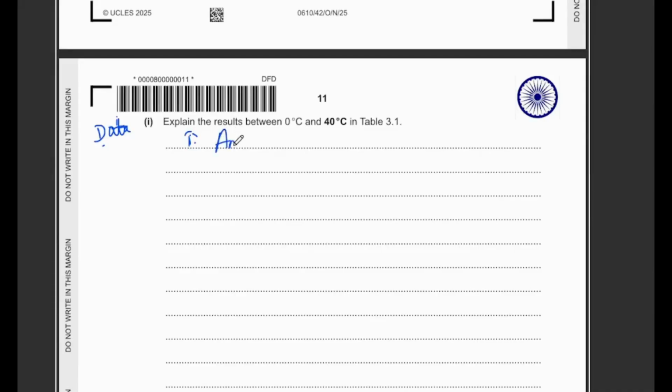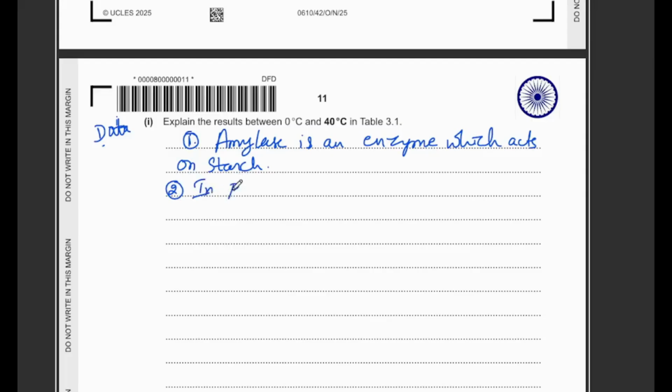Amylase is an enzyme which acts on starch. In the presence of starch, iodine solution turns blue-black. Okay, iodine is brown in color, light orange, and it will turn into blue-black.